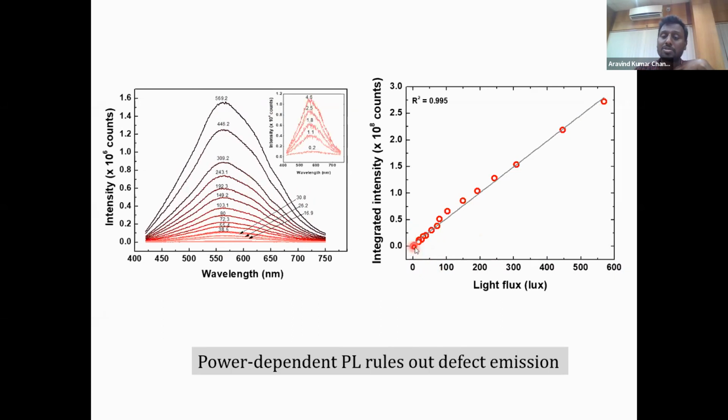Imagine if you have a defect, this will go away from linearity. This will not be perfectly linear. It will deviate from linear. It will be a downward exponent or upward exponent, depending on the type of material and type of defects. Right. So we kind of ruled out one thing for sure, that is defects.